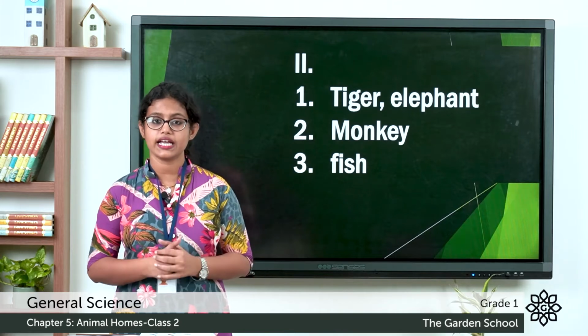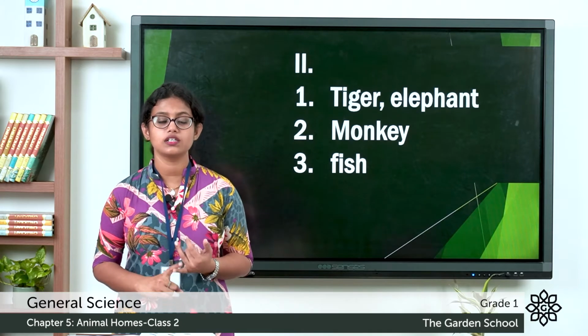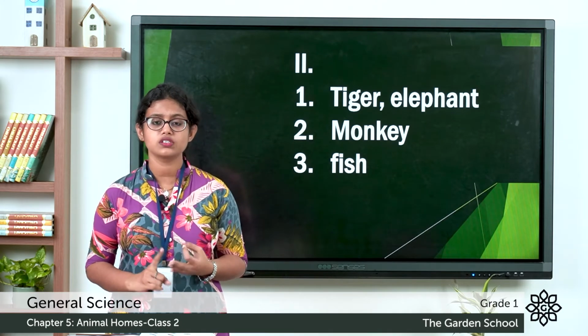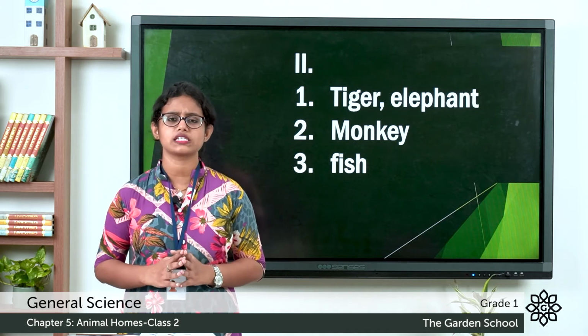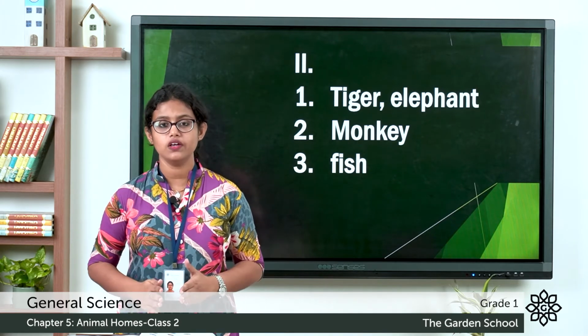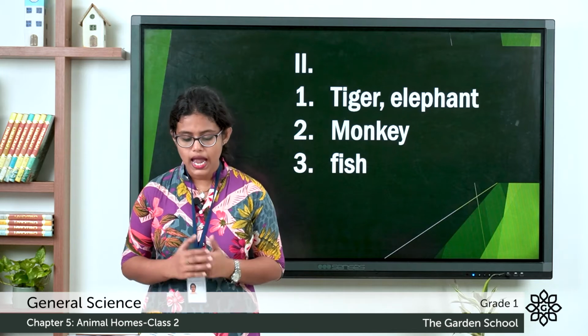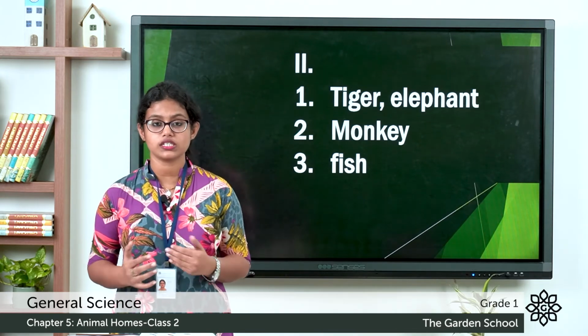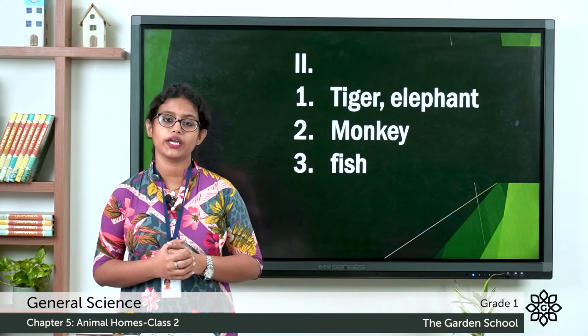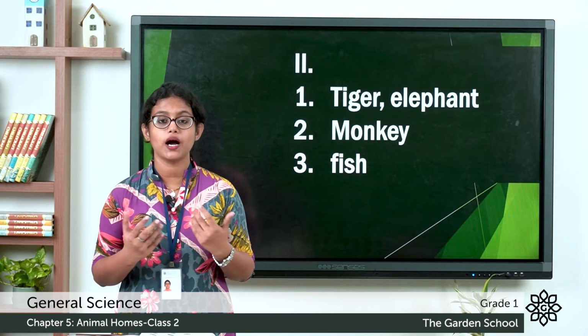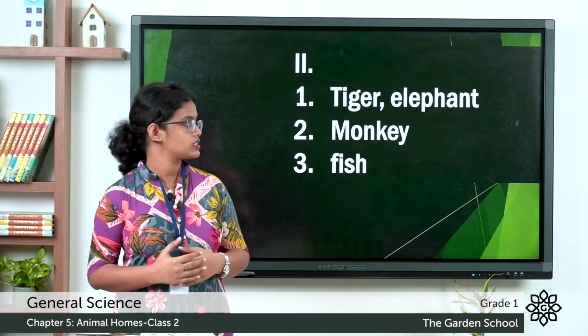So you can write any examples like tiger, lion, elephant, deer. All these are examples for animals that live in forest. Coming to the second one, an animal that lives on trees. So what example we can give? Monkeys. Monkeys live on trees.